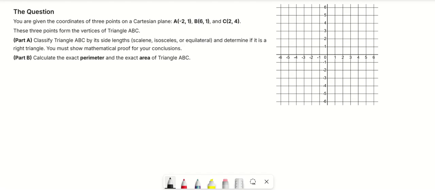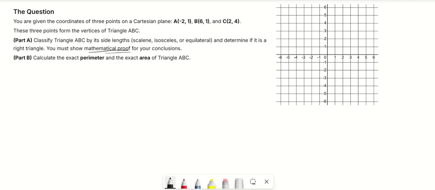I asked ChatGPT to tell me the number one problem that every student in geometry needs to know, and this is what they gave me. We're given 3 points that form a triangle ABC. We need to classify the triangle and determine if it's a right triangle, and we have to show proof. We can't just say that it looks like a right triangle. And then the second part, part B, we have to calculate the perimeter and the area. So we're going to have to take this one step at a time.